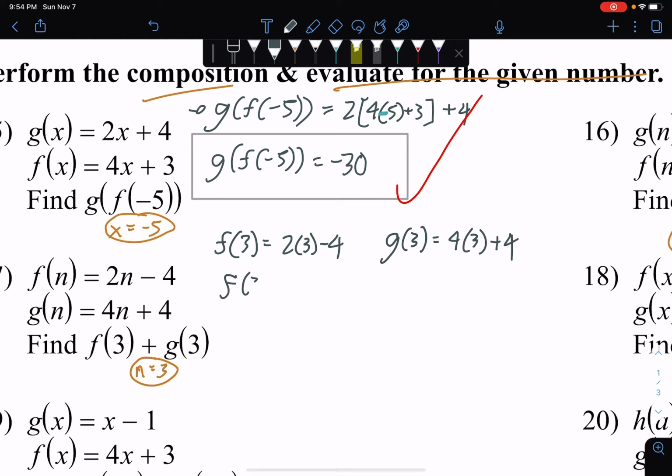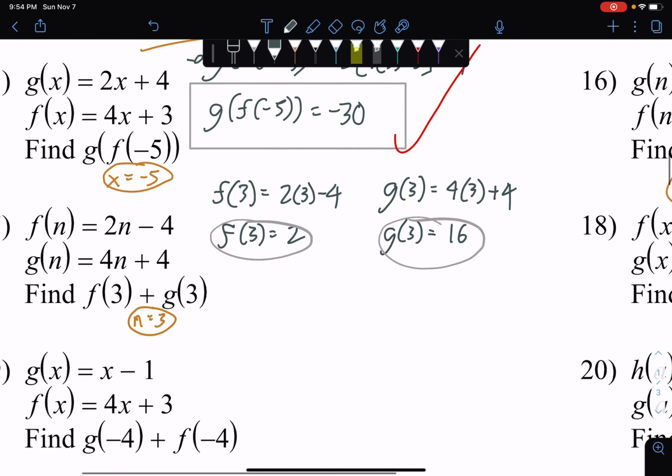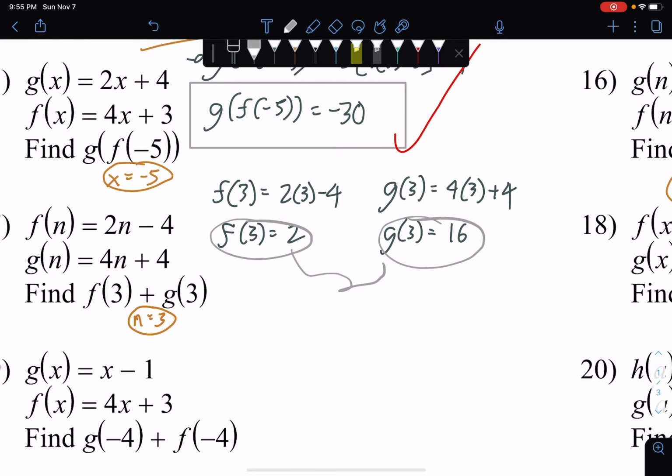Alright, finish. 6 minus 4 is 2. 12 plus 4 is... no, 12 plus 4 is 16. Sorry about that. Alright, so provided that, we can now add them. So 2 plus 16 is basically 18. So yeah, that's our final answer.